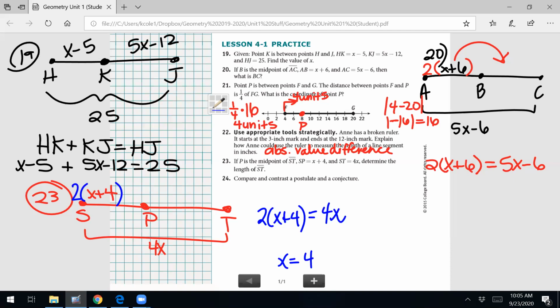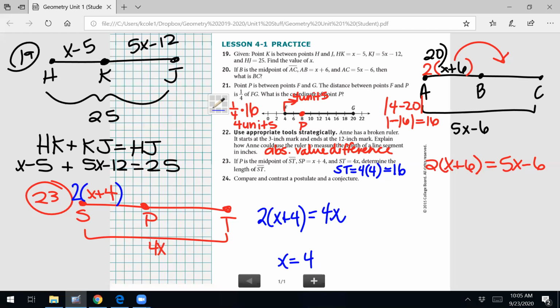That's right. So you take this ST and you plug in 4. So what's 4 times 4? That is your answer. 16 is your answer. Okay? All right, and then it says compare and contrast a postulate and a conjecture.